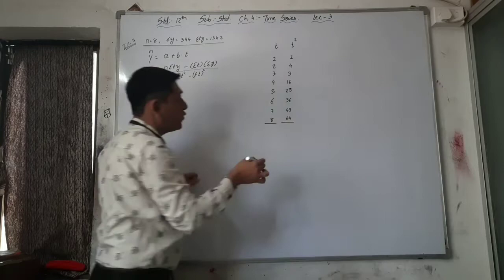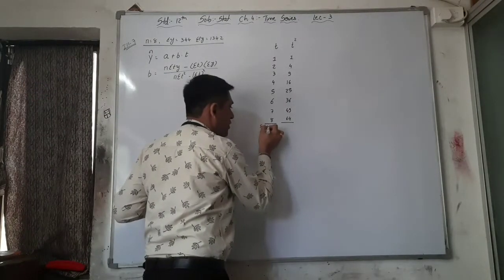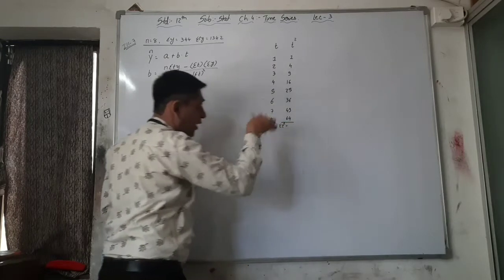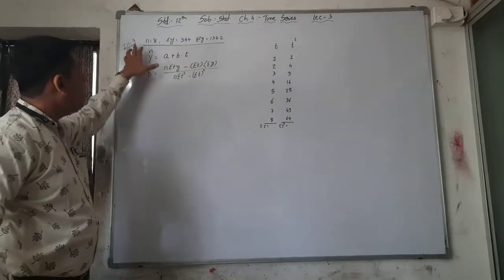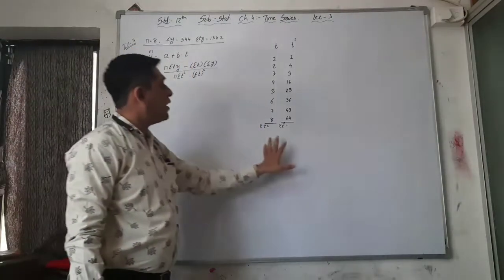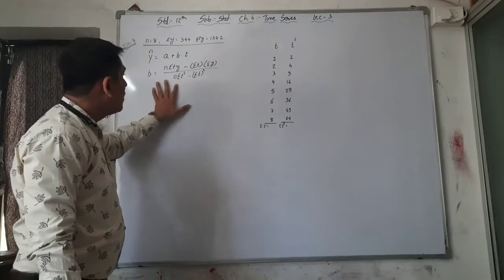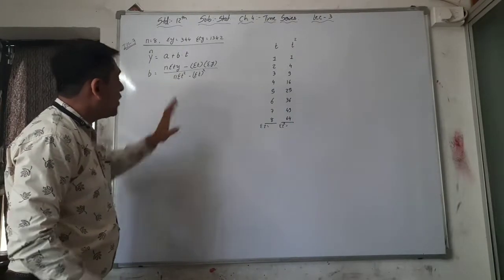On the basis of these two, we can find out sigma t, the total of these, and then sigma t square. So whenever t is not given and only n is given, on the basis of n we can find out t and t square. And from these, we can find out all the values for the b formula.